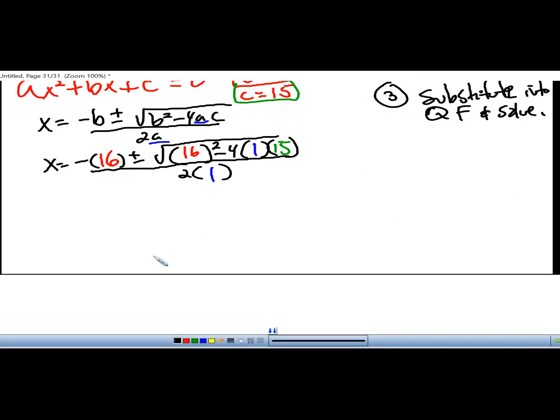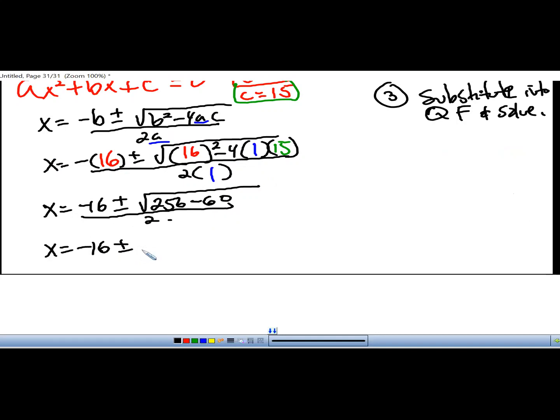So here we go. X equals negative times 16 is negative 16 plus minus square root of 16 squared. What is 16 squared? 16 times 16 is 256, just to save us time. Negative 4 times 1 times 15, that's negative 60. All that over 2 times 1, which is 2. X equals negative 16 plus minus square root. What is 256 minus 60? That's 196, and all that over 2.